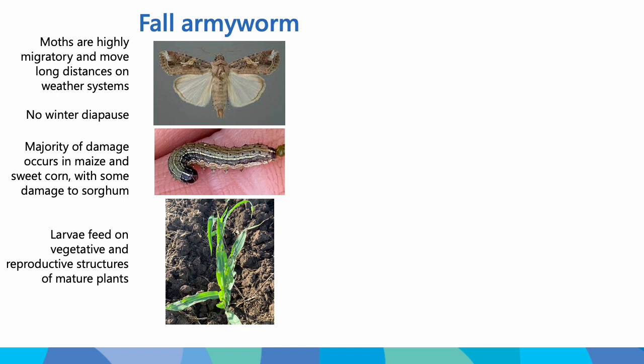Now, the presence of young larvae in vegetative crops becomes pretty obvious because they cause a windowing effect on leaves, and they can also enter the whorl, which results in shot holes. And as the leaf unfurls, the extent of that damage in the whorl will become a lot more visible. And of course, as the plants develop, larvae then cause significant damage to the reproductive structures of mature plants, so corn ears and sorghum heads.